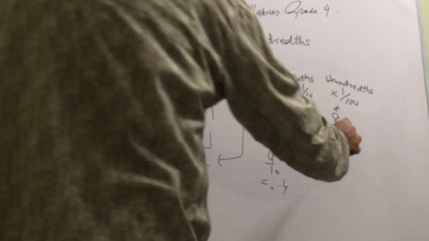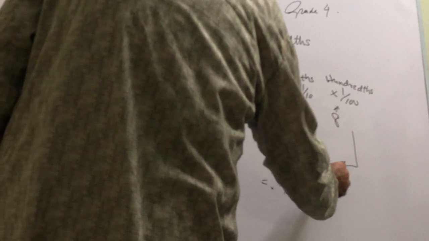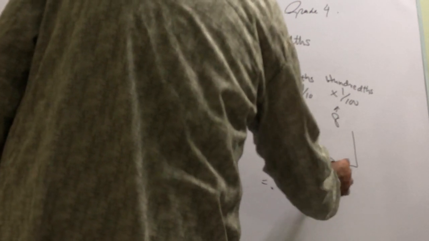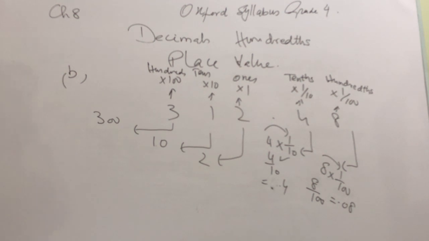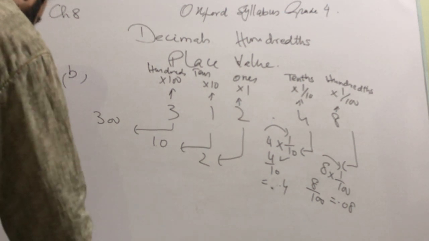Okay. For this 8, we multiply it with 1 over 100. 8 will be multiplied with 1. It becomes 8 over 100. So this is the place value. In decimal form it is 0.08. So these are the place values of all the digits.